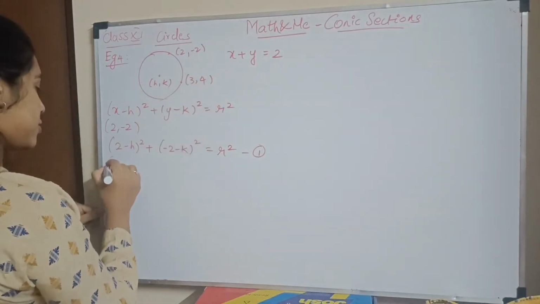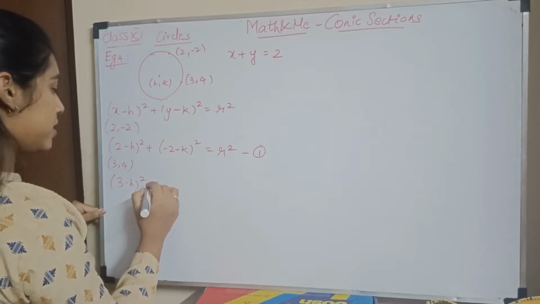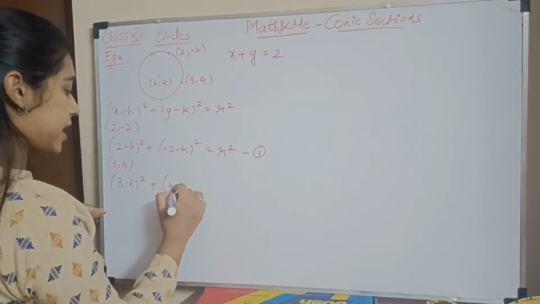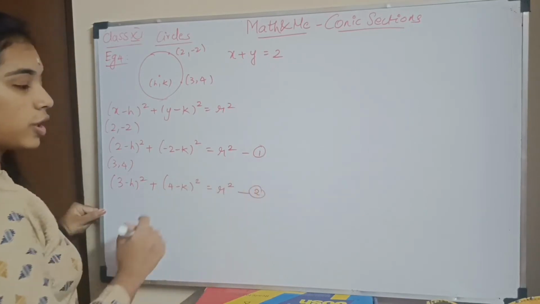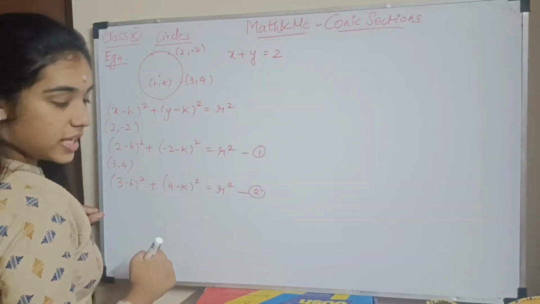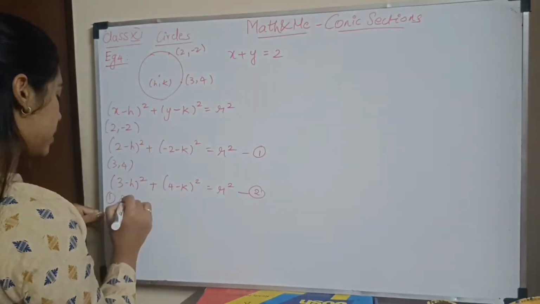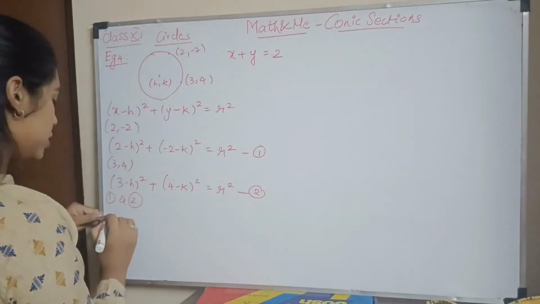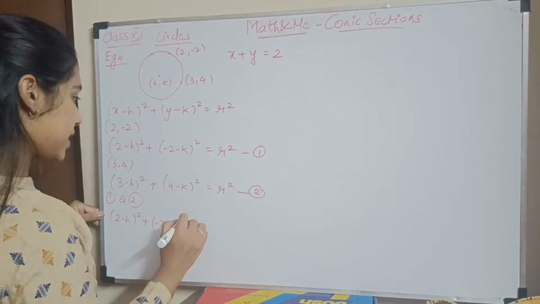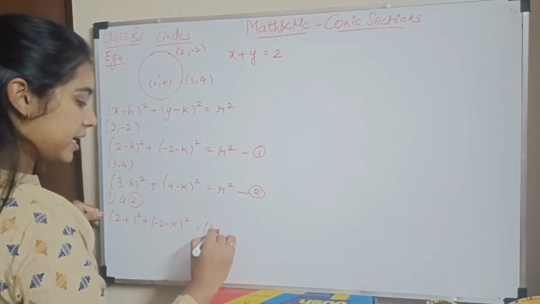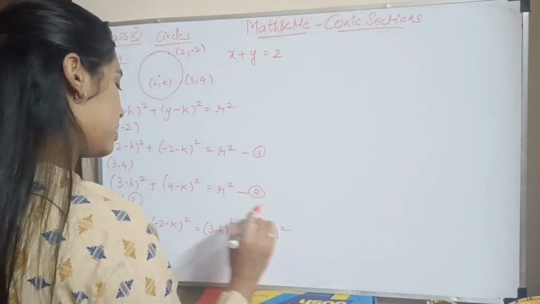What happens when I substitute (3, 4)? My equation becomes (3 minus h) the whole square plus (4 minus k) the whole square equals r square. So on comparing 1 and 2, what do I see? My RHS is equal, so I am equating my LHS. Comparing 1 and 2, I have (2 minus h) the whole square plus (-2 minus k) the whole square equals (3 minus h) the whole square plus (4 minus k) the whole square.